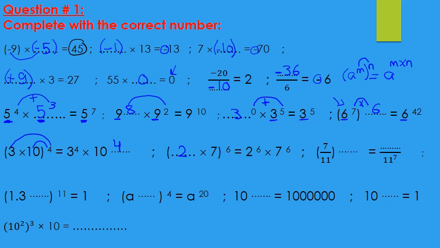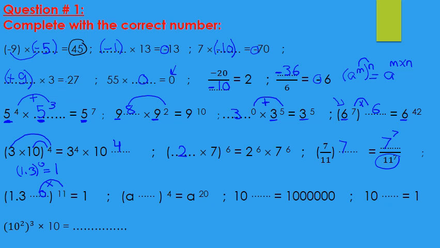Now if we have a fraction 7 over 11 to the power of a missing exponent, equal to a number over 11 to the power 7, because we have 11 to the power 7, the exponent should be 7, and the missing number is 7 to the power 7. Now 1.3 to the power what, all of it to the power 11, equals 1. Here we multiply these powers, so what times 11 will give us a power of 0? 0 times 11 is 0, so 1.3 to the power 0 will be 1, because any number to the power 0 is equal to 1.